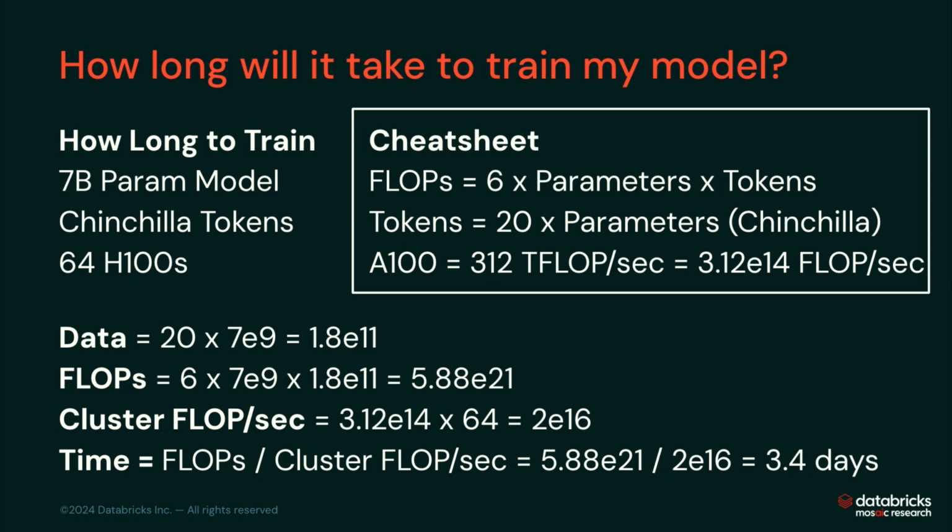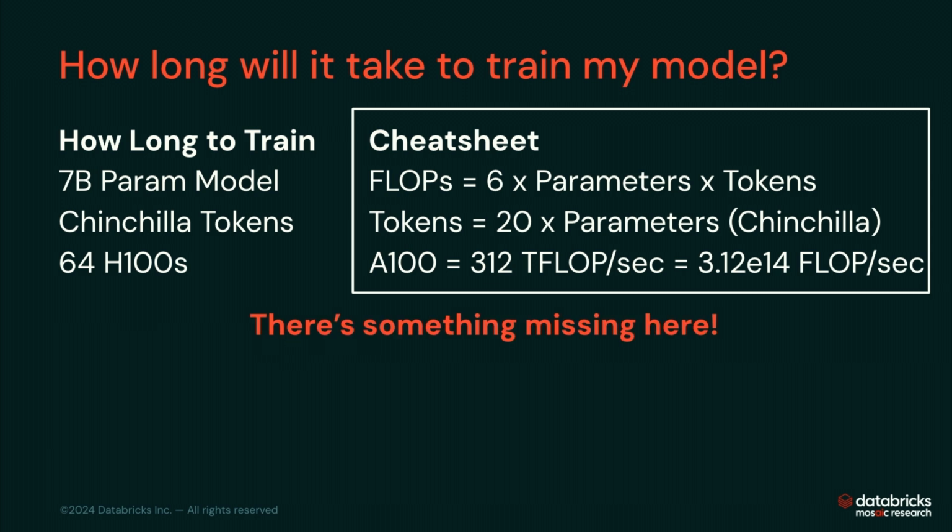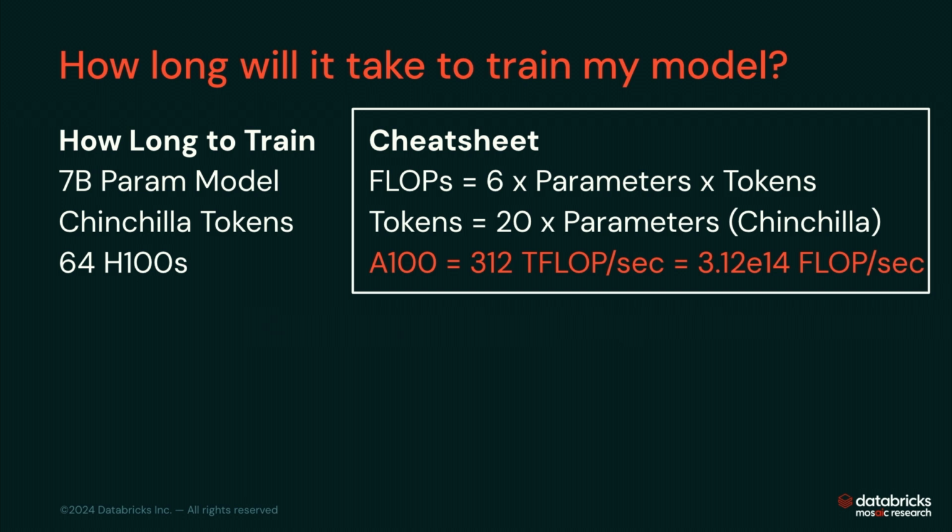But there's one key component missing if you try to do this back of the envelope math, and that's the efficiency of our GPUs. In practice, you don't actually get that full 300 teraflops per second. You don't actually even get close to it. In reality, you may often get somewhere between 40% to 60% of the theoretical flops, and we call this the model flop efficiency, or model flops utilization, or MFU.